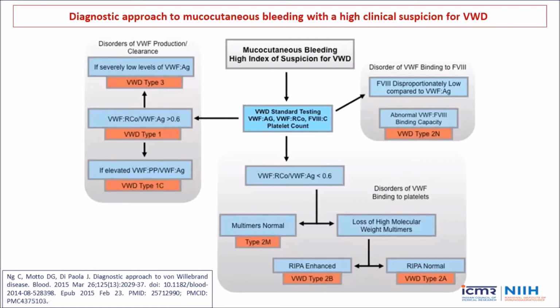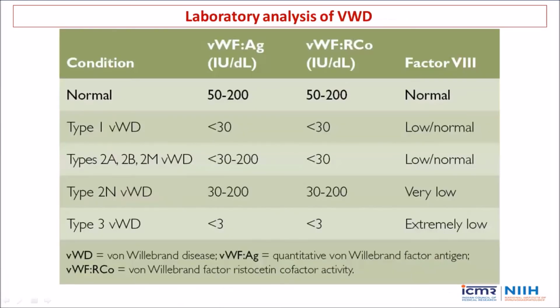Now here, if you see, the multimers are normal, it could be type 2M, or if there is a loss of high molecular weight multimers, then it could be again subdivided into type 2B or type 2A. If the RIPA here is normal, and if the ristocetin induced platelet aggregation with low dose is high, or if it is aggregating even with low dose, then it is 2B, because there is rapid clearance happening there. Now, these are the different levels of factors that you may get in relation to the ristocetin cofactor activity levels and the factor 8 level in different subtypes of von Willebrand disease.